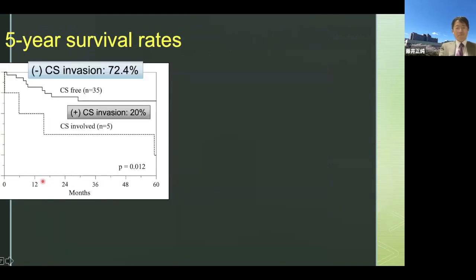And the further analysis shows a negative cavernous sinus invasion patient has a better outcome, 72.4% 5-year overall survival rate, compared to the positive cavernous sinus invasion, which is a very poor prognosis. Only 20% survive after 5 years.